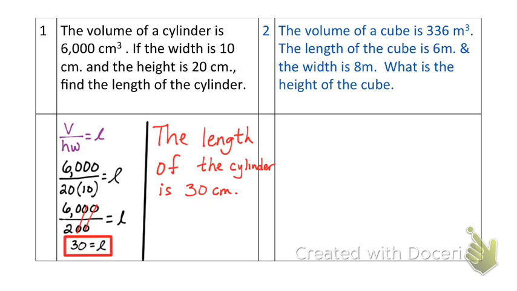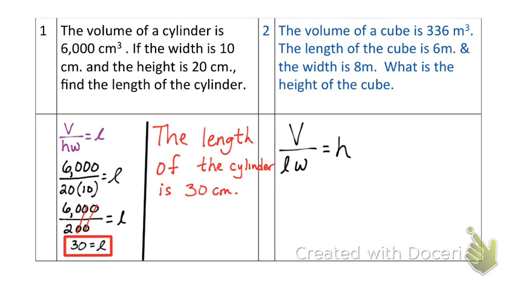Okay, let's look at the second one. It says the volume of a cube is 336 meters cubed. The length of the cube is 6 meters, and the width is 8 meters. What is the height of the cube? Again, in this one, we're looking for the height. We have the width, the length, and the volume. So the formula that we're going to use out of our three options is V over LW equals H.